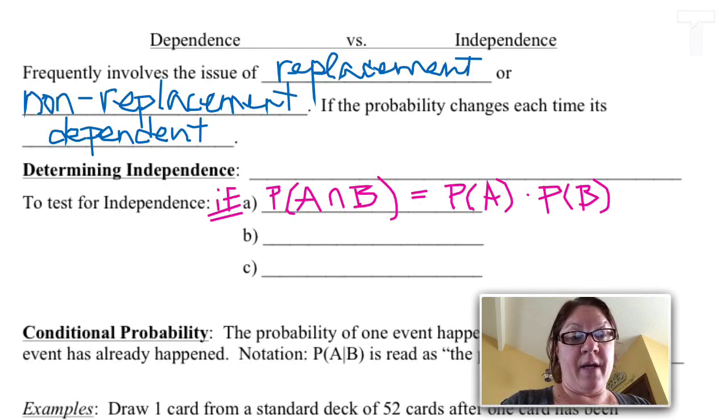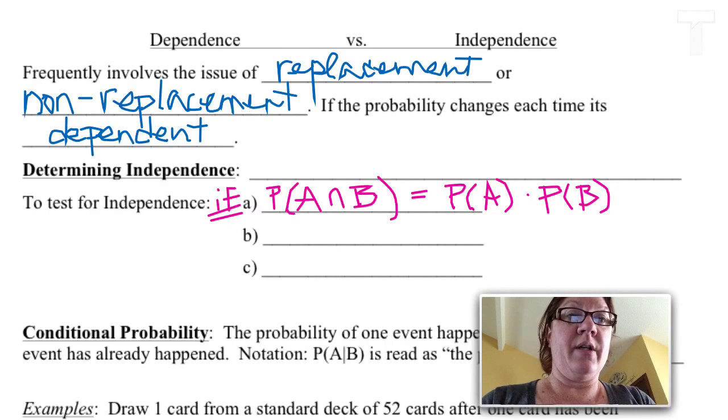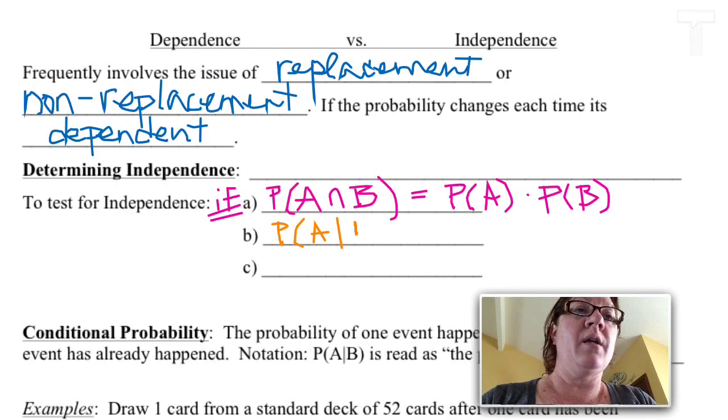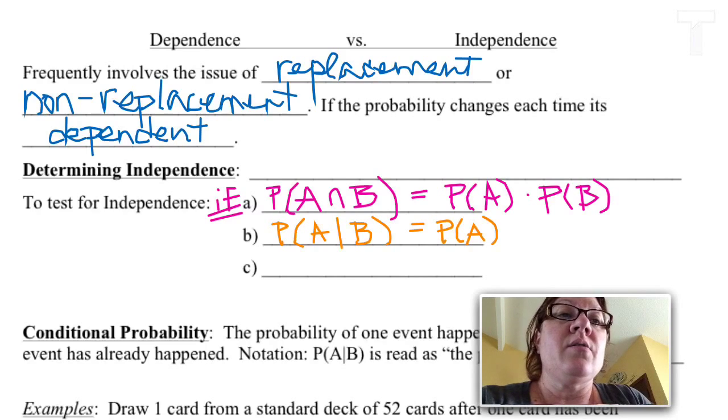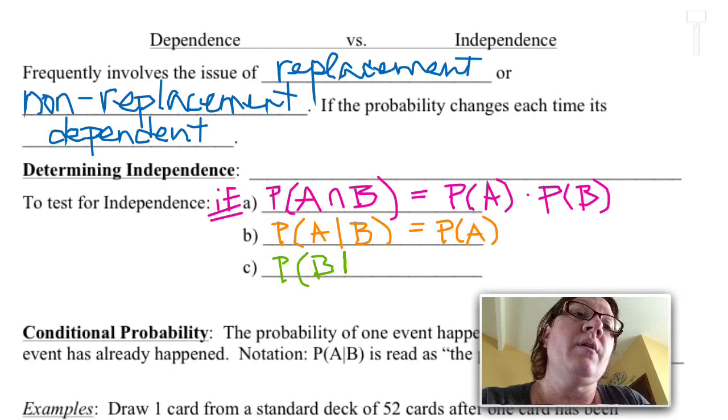Well, I don't always have that information, so I need some alternates. So another alternate is if the probability of A given B is simply equal to the probability of A, so it doesn't matter whether or not B has happened. And then the transform version of that is if the probability of B given A is equal to just the probability of B.